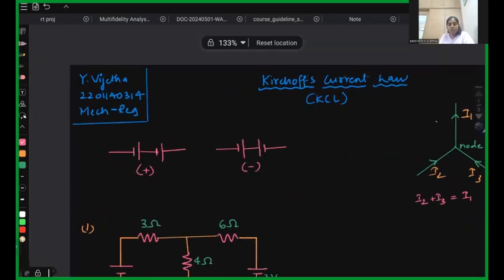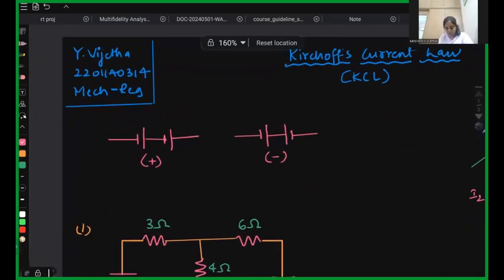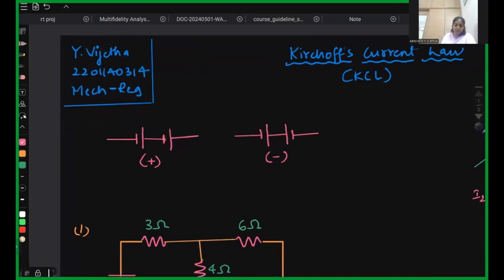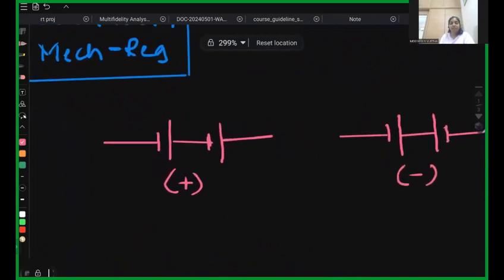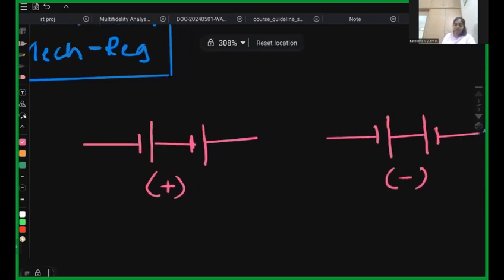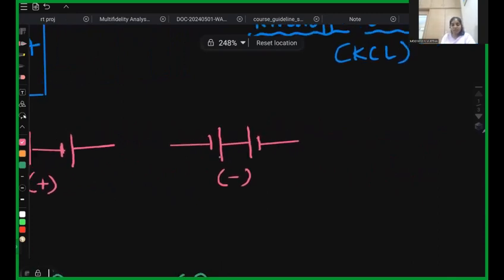There are two points which we need to remember before we solve using Kirchhoff's current law. If two voltage sources are connected in this way, that is, if the positive is connected to the negative, or the negative is connected to the positive, then we need to add the two voltage sources. And if the positive terminal is connected to the positive terminal, or the negative terminal to the negative terminal, we need to separate the two sources.